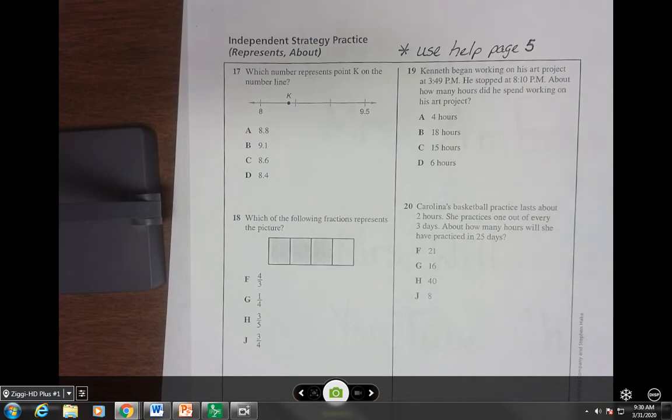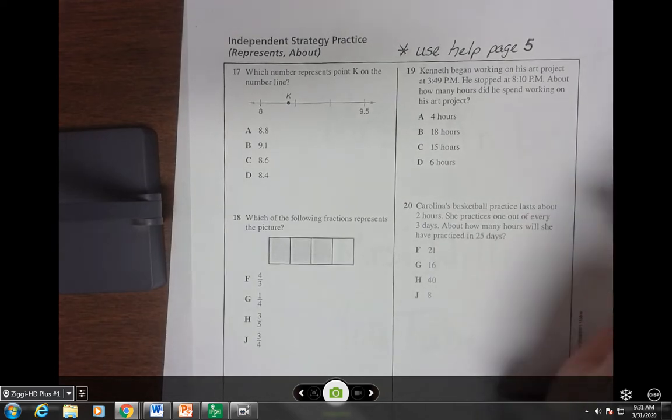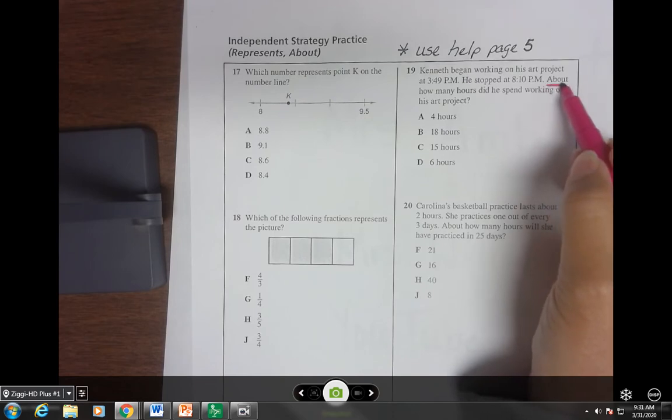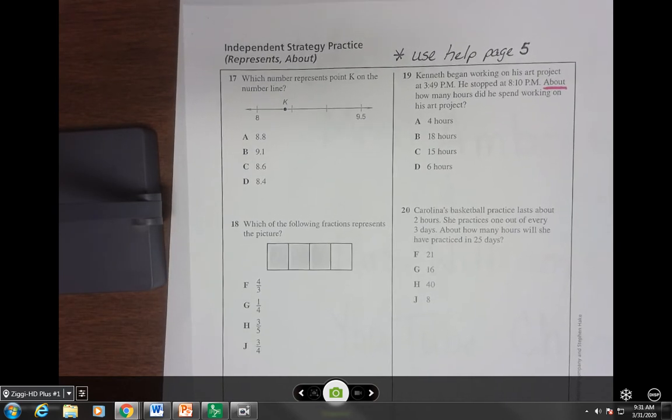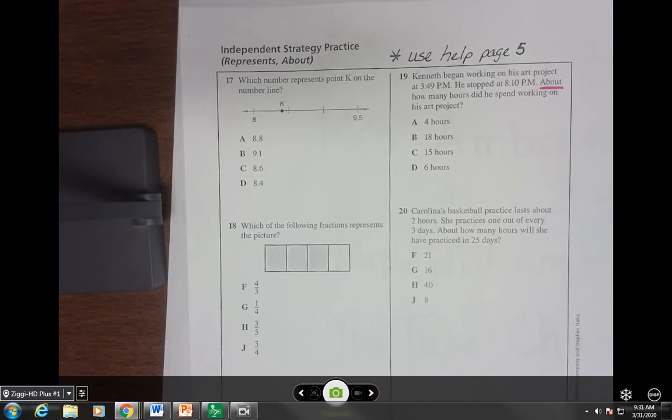Sure. Number 19 says, Kenneth began working on his art project at 3:49 p.m. He stopped at 8:10 p.m. About how many hours did he spend working on his art project? Oh, so we have that word about there. That means we're going to have to estimate those times before we solve it.